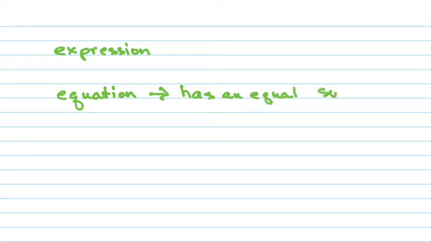We have two types of algebraic sentences. We have an expression and we have an equation. Now, we mentioned these before at the beginning of this lesson when we talked about algebra. How do I know that something is an equation? Yes, you bet. It has an equal symbol. And an expression has no equal symbol.